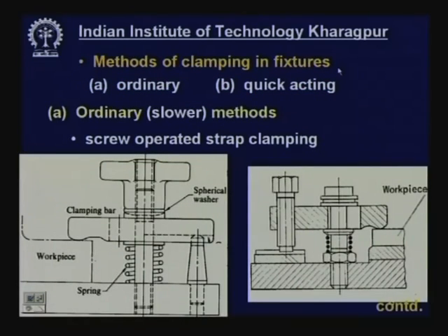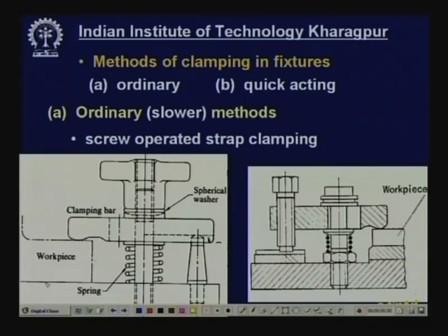Now, methods of clamping in fixtures. There are two ways of clamping: ordinary clamping and quick clamping. Ordinary clamping methods are obviously slow. Now, what are the ordinary methods? Screw operated strap clamping, very simple.